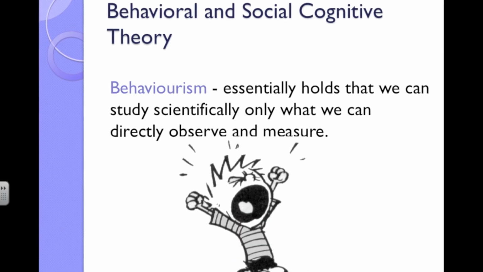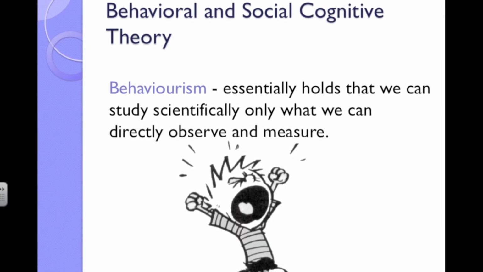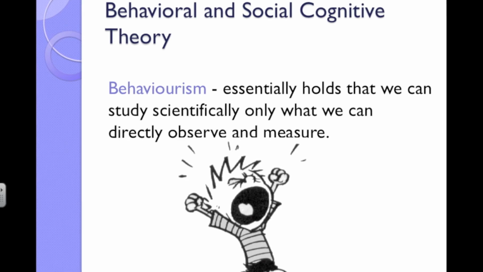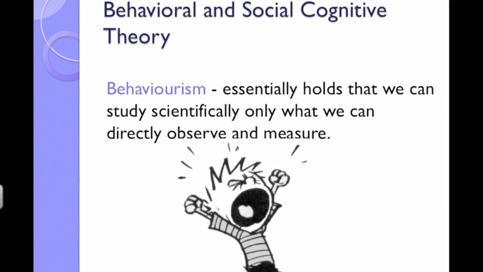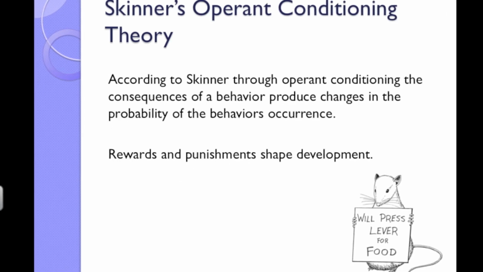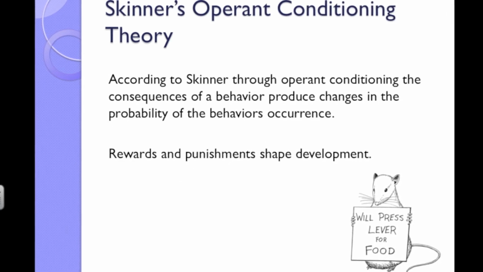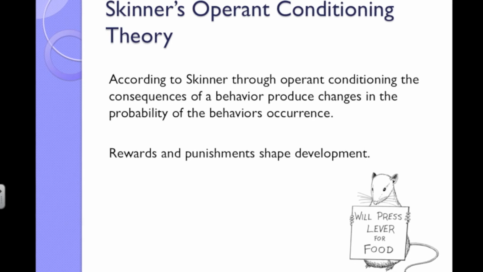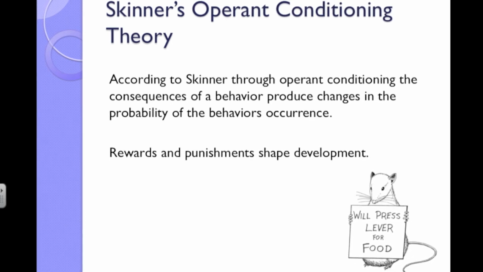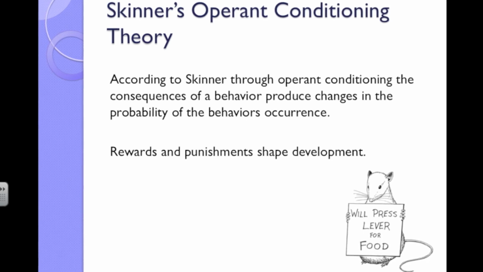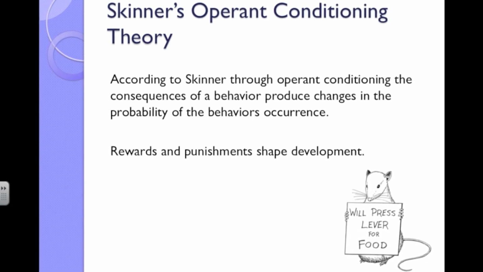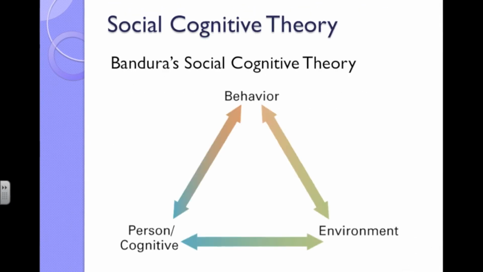Before reviewing some behavioral and social cognitive theories, let's review the definition of behaviorism. Behaviorism essentially holds that we can study only what we can measure and observe. B.F. Skinner's operant conditioning theory states that through operant conditioning, the consequences of behavior produce changes in the probability of the behavior's occurrence. Skinner's approach argues that development consists of the pattern of behavioral change brought about by rewards and punishment.